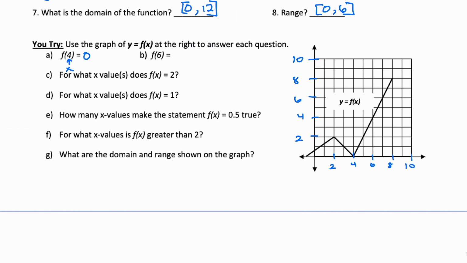Again, here they gave you an x. They said when x is 6. What's happening when x is 6? Well, here are your x values. I really should put x's and y's here. When x is 6 is right here. Where does it touch my graph? Right here. And what's that y value? 4.